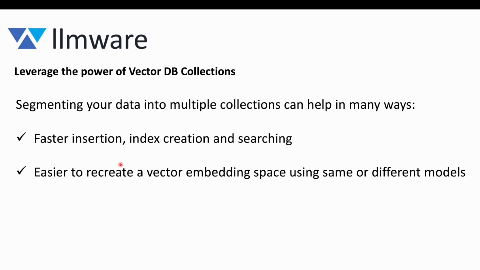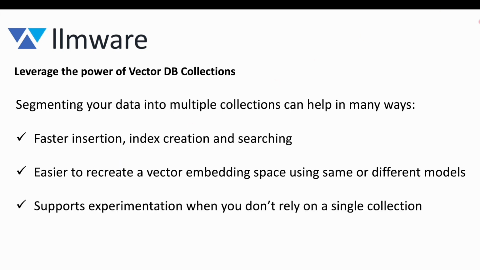Also, if you don't just have one massive collection with all of your data and it's actually segmented, then you can much more easily and robustly think about recreating vector embedding space for a given amount of data using either the same or different embedding models, as we talked about earlier. And then finally, if you're building an AI-based product, and you want to start trying out new features, again, if you can segment your data, segment your features that pull from specific collections, then it's much more easy to iterate on these features rather than have a single collection that you're worried about adding new data to, and so on.